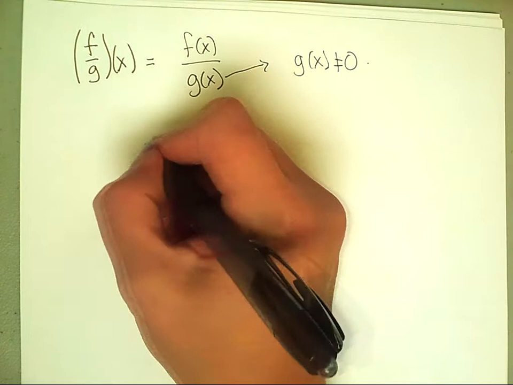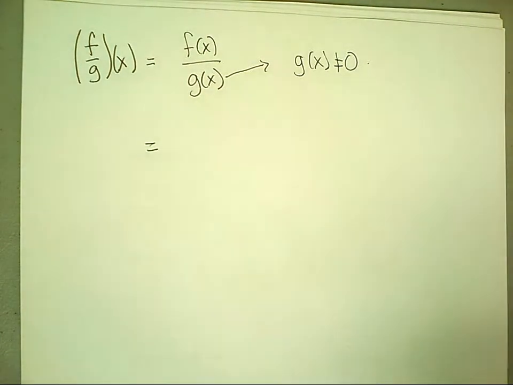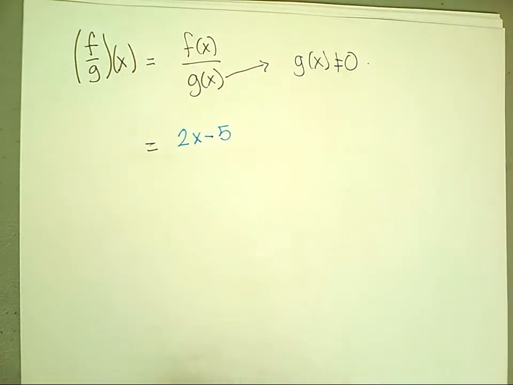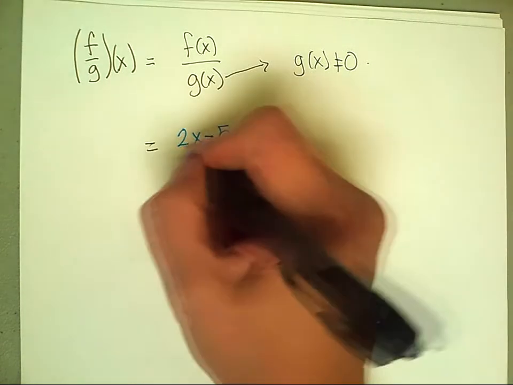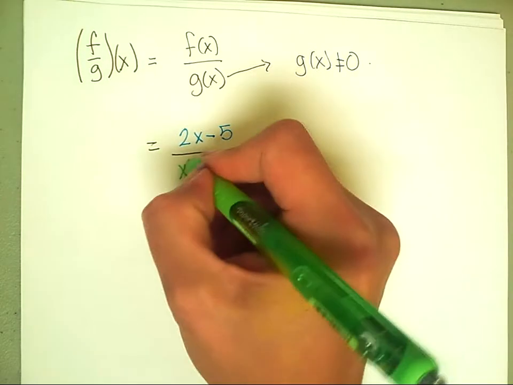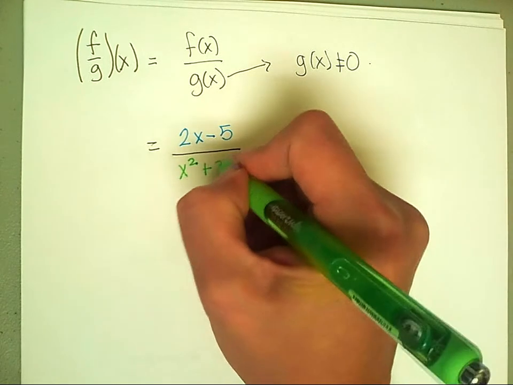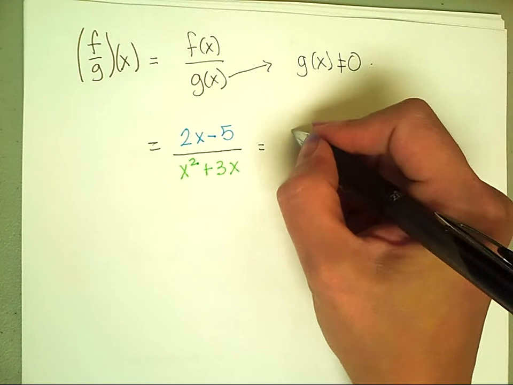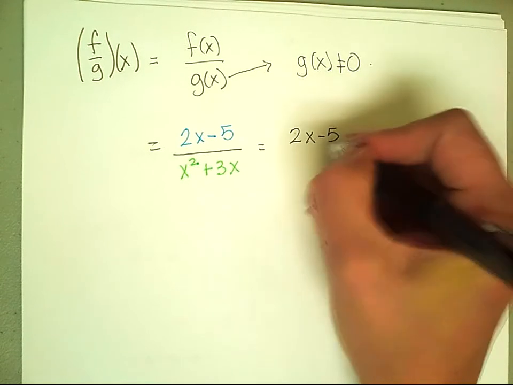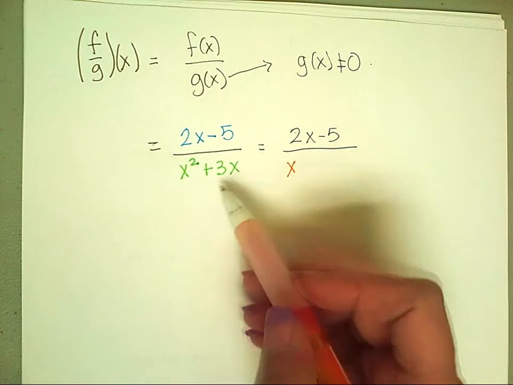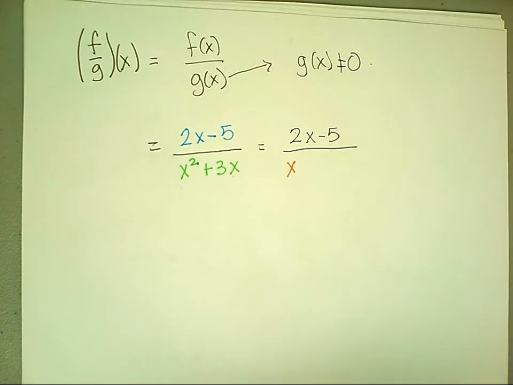So let's look at it. f of x is 2x minus 5, and we divide that by g of x, which is x squared plus 3x. Now if we factor this, it'll be very easy for us to see what values of x will make the denominator go to 0.